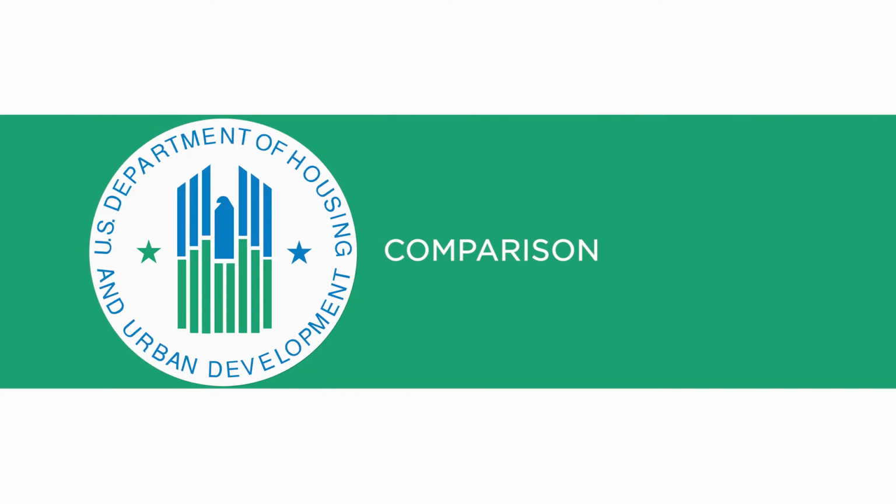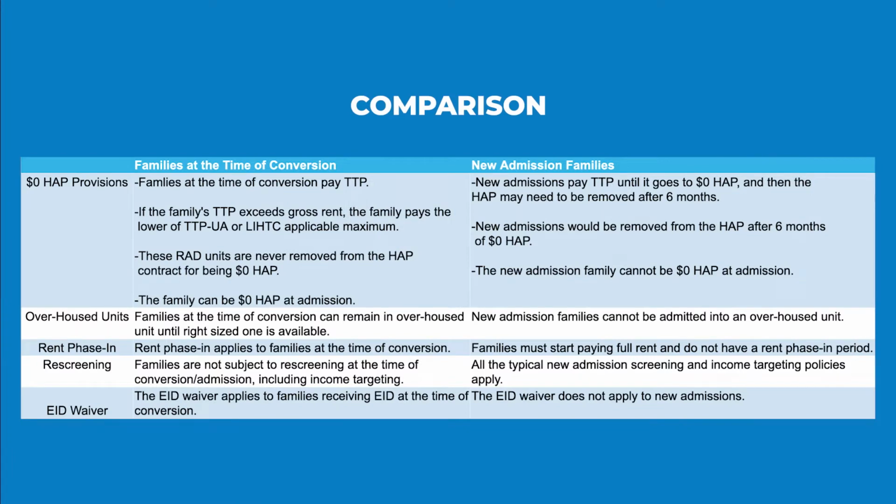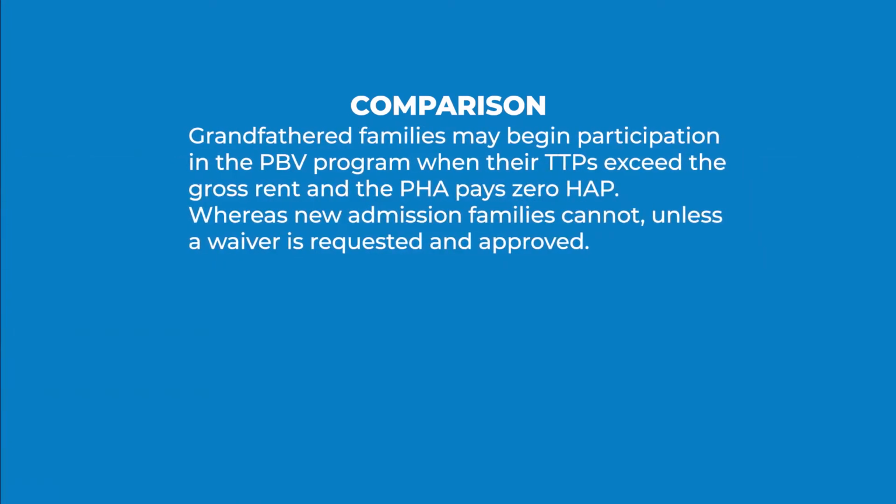Comparison. Now we will do a quick side-by-side comparison of the 5 aspects. Grandfathered families may begin participation in the PBV program when their TTPs exceed the gross rent. The PHA pays 0 HAP, whereas new admission families cannot, unless a waiver is requested and approved.